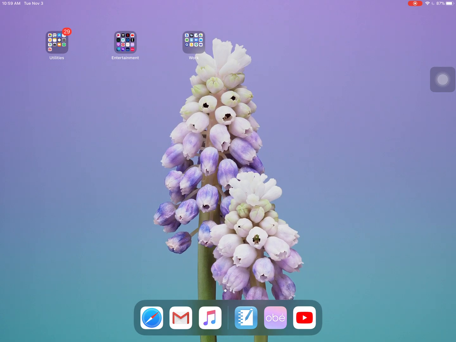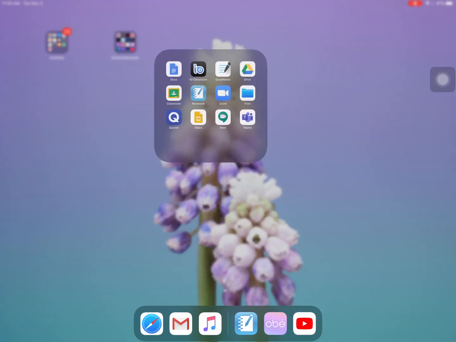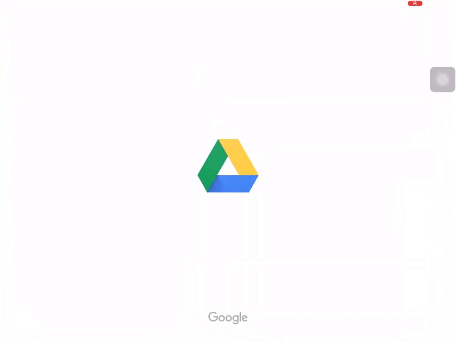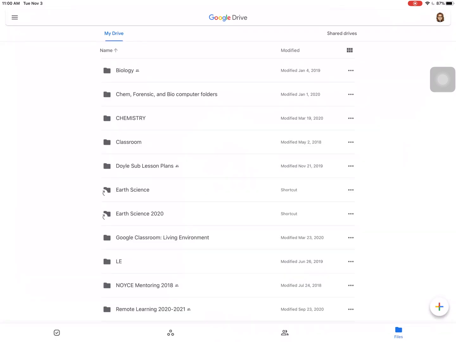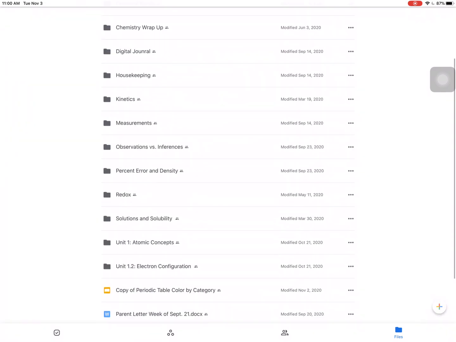Okay, so before we get on to how we use the line spectra, I want to show you two videos about what it means when we excite electrons and how we get these emission spectra. Okay, so I'm going to pull up two videos. Just give me one second.